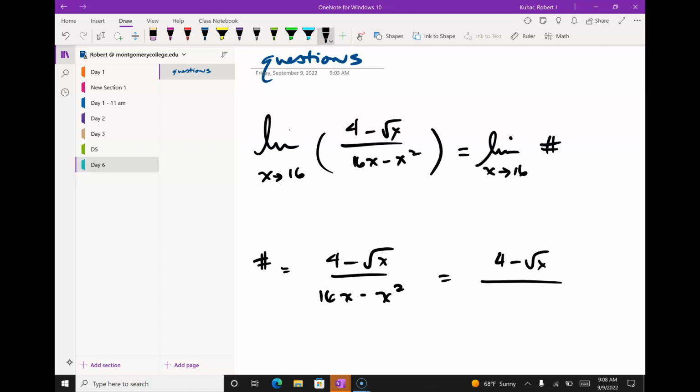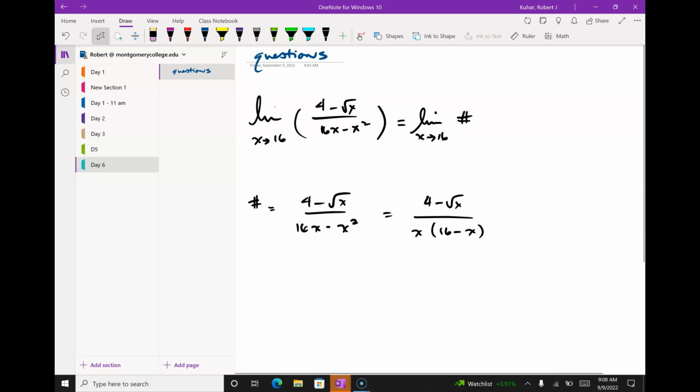Downstairs, I can factor. And I get what? 16 minus x, yes? Is that right? Good. I recognize, and I don't have to factor there, but it does make it easier. I need a conjugate, right? Oops. Come on, Robert. Get the brain working.